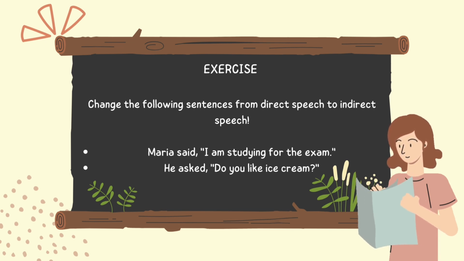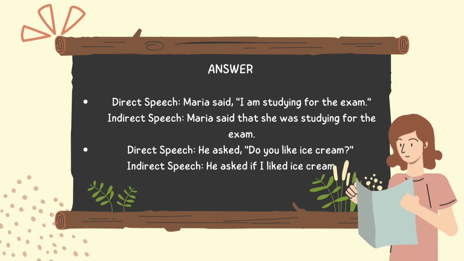Alright then, I'll give you an explanation. The first one, "I am studying," changes to "she was studying" because the subject, Maria, and the time changed to the past tense. And the second one is the question, "do you like" is changed to "if I liked" by removing the question mark and changing the verb to the past tense.